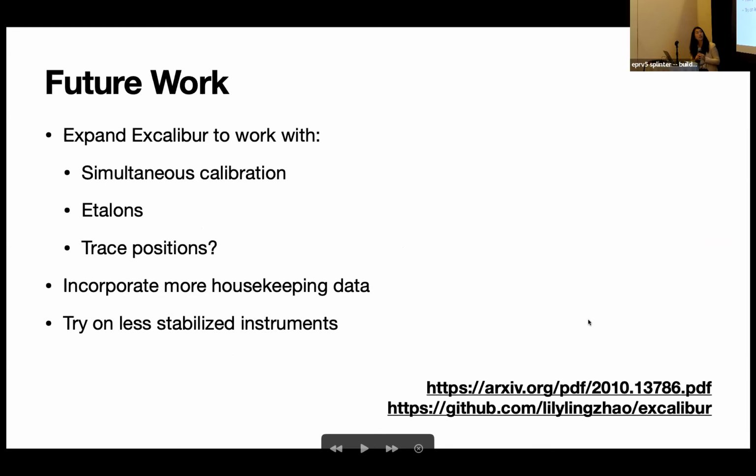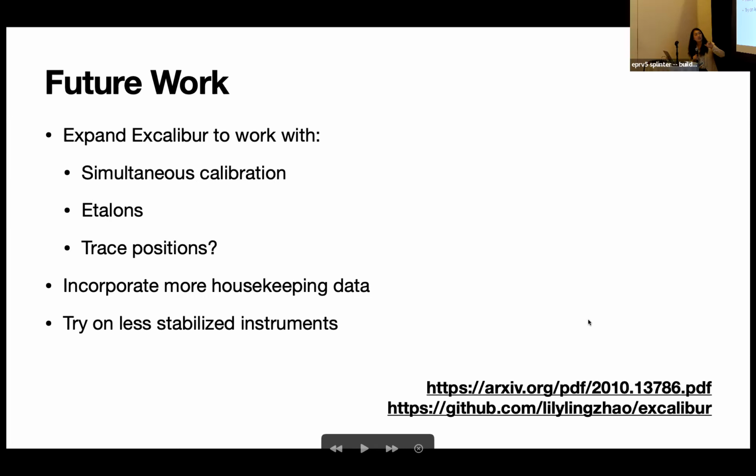And so for future work, I think there's a lot more that could be done with Excalibur. There's a very easy extension to simultaneous calibration that I just don't have the data for. I think etalon might be a little bit trickier, but there's a way to fold the free spectral range into your model that could make that work in much the same way. And we also have this hokey idea where maybe the trace positions themselves provide enough information to show how your detector is varying, and then you could just use those rather than LFC positions to always get a simultaneous calibration with any observation you take.